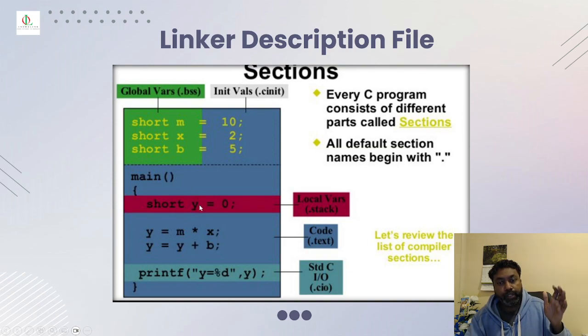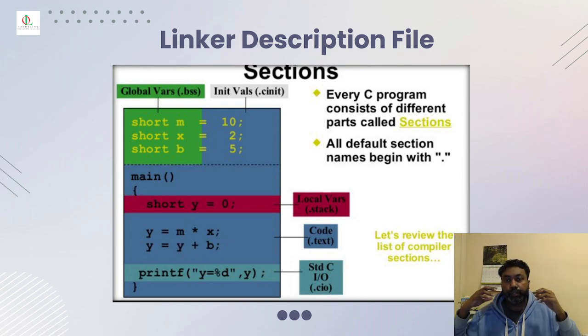Likewise, when you start with main, short y of 0, this is where the memory starts to happen, the stack. Anything declared inside main is a local variable. Anything declared outside is a global variable, so you can use it anywhere in the program. Then there is a set of instructions, a multiplication and an addition. That's where the real code sits, and that's classified as the .text section. Then you verify the results with a printf statement, and that is standard CIO, .cio. This will be the standard in most IDEs.